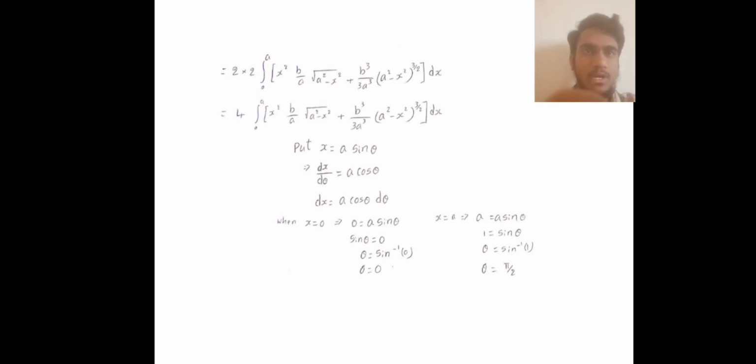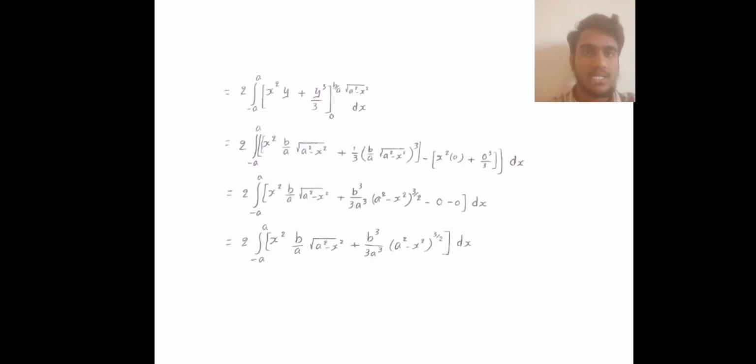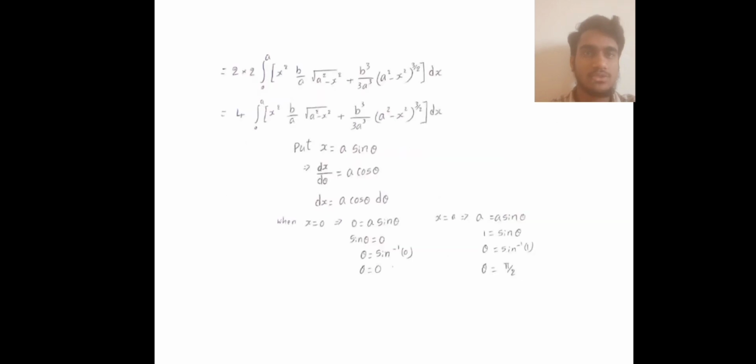Now in the slide we have to change the limits minus a to a. Using the formula, integral minus a to a f of x dx is 2 integral 0 to a f of x dx if f of x is even, we get 2 into 2, which is 4, integral 0 to a x square b by a root of a square minus x square plus b cube by 3a cube, a square minus x square whole power 3 by 2 into dx. Now put x equal to a sin theta.